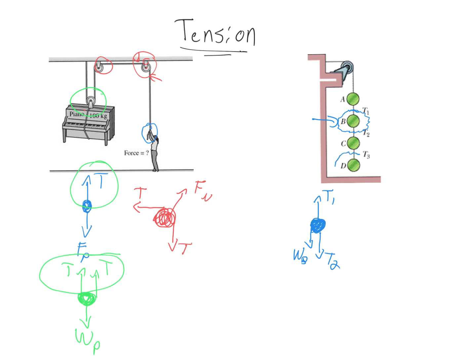So if you come down here to D, then all it would have is T3 going up, and then pulling down would just be the weight of apple D. So keep that in mind as you go forward.